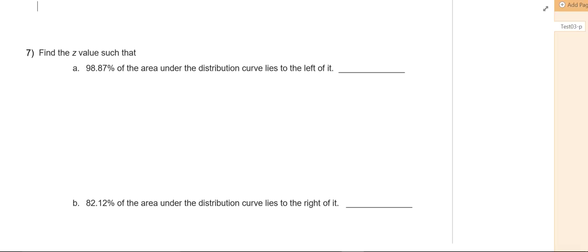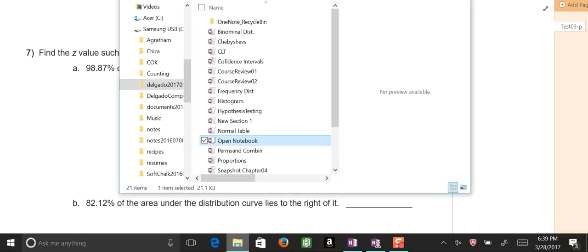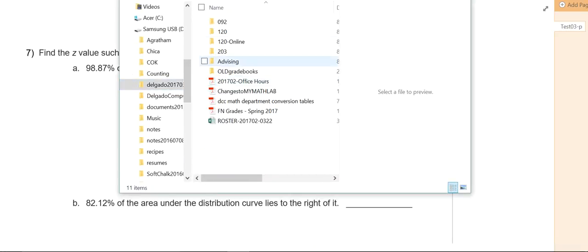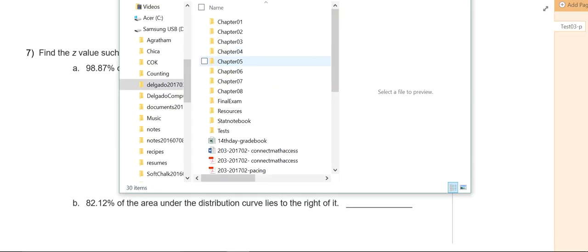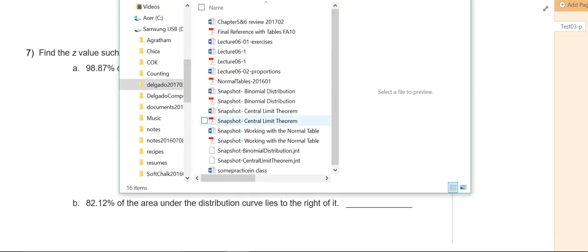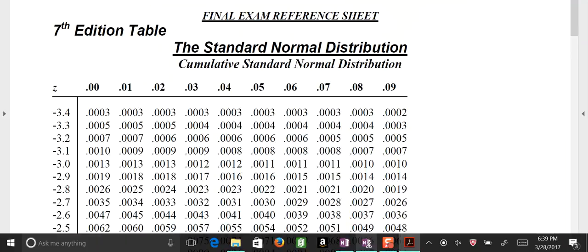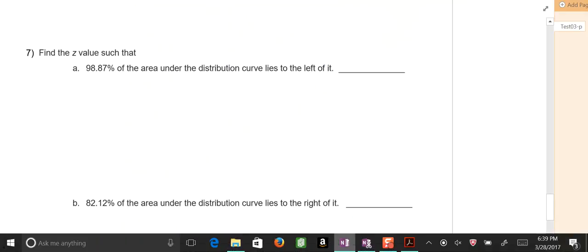So let me see about calling up my normal table here. Let's do that right quick. I'm going to call up my normal table. And there is my normal table. All right, let me get back to the problem now.